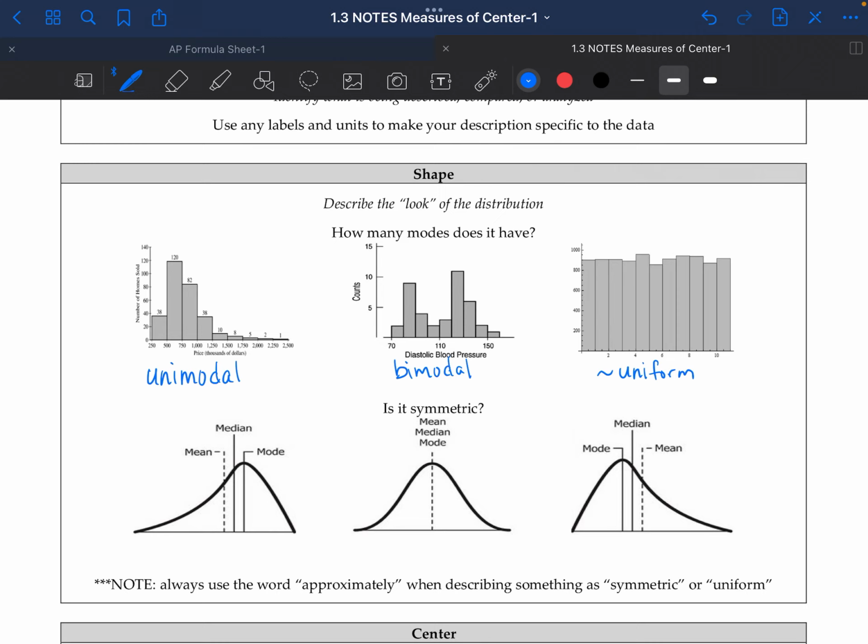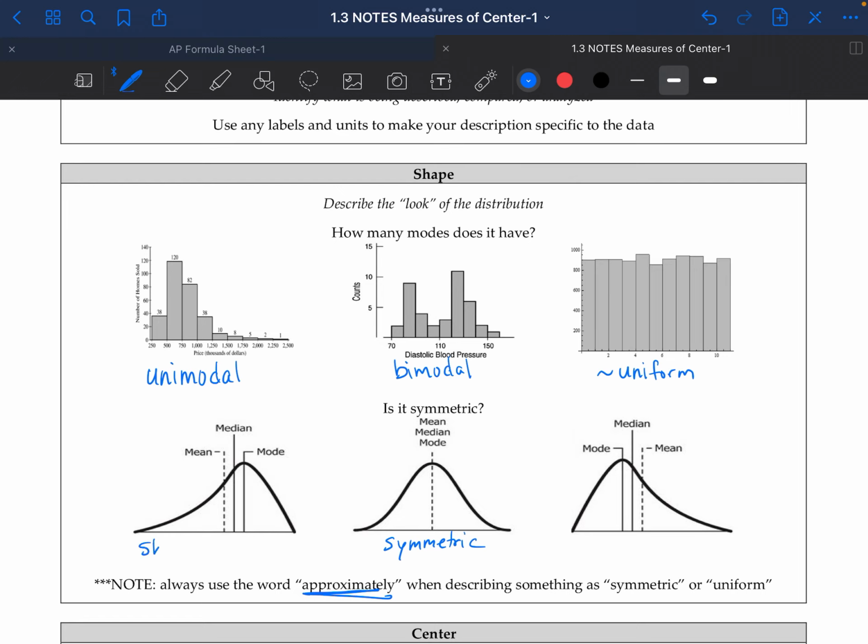The next way we can describe shape is by talking about symmetry. Is it symmetric or not? And if it's not, how do we know? We'll start with the middle one, the one you see in the very middle. We would call that symmetric. Since it's an ideal curve, it is exactly symmetric. But naturally, out in the world, when we collect data, things might be roughly or approximately symmetric. So we definitely want to use the word approximately or roughly when describing those things, because it's probably not true that it would be exactly symmetric.